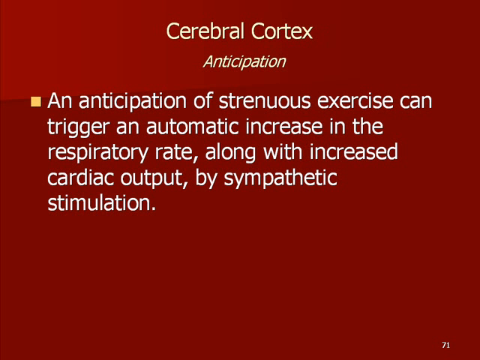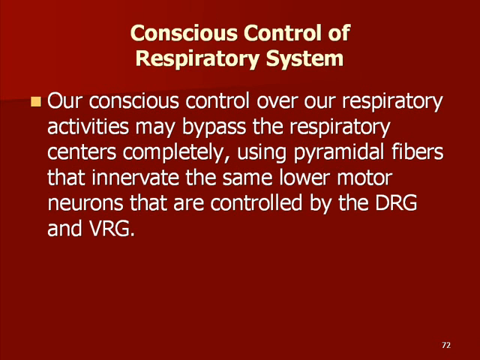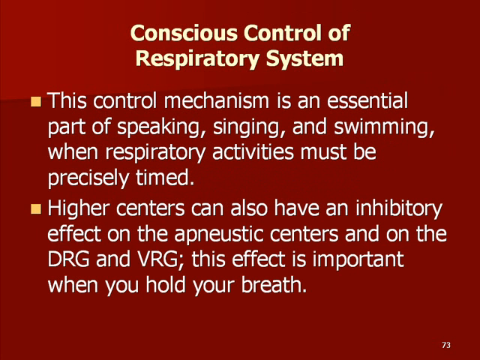Anticipation of strenuous exercise can trigger an automatic increase in respiratory rate, along with increased cardiac output and increased sympathetic stimulation. Our conscious control over our respiratory activities may bypass the respiratory centers completely, using pyramidal fibers that innervate the same lower motor neurons that are controlled by the DRG and the VRG. This control mechanism is an essential part of speaking and singing, and in swimming, respiratory activities must be precisely timed.